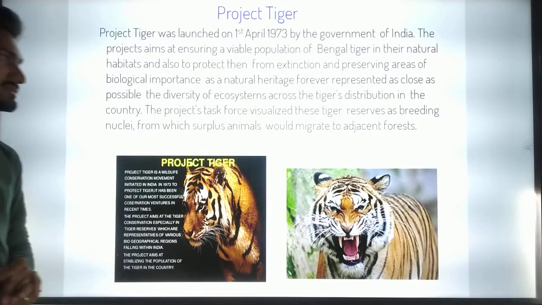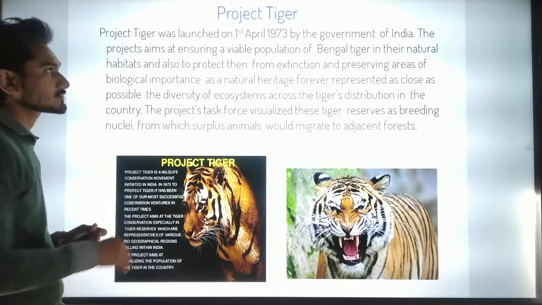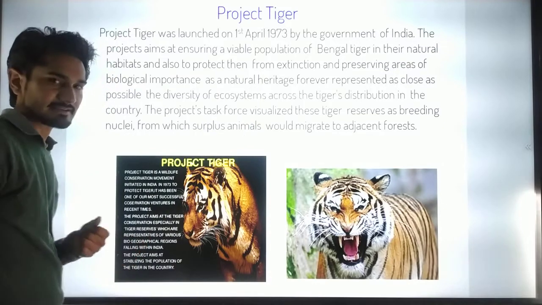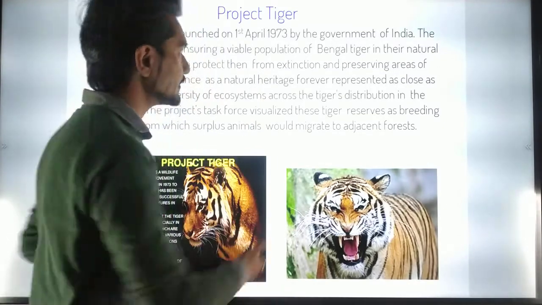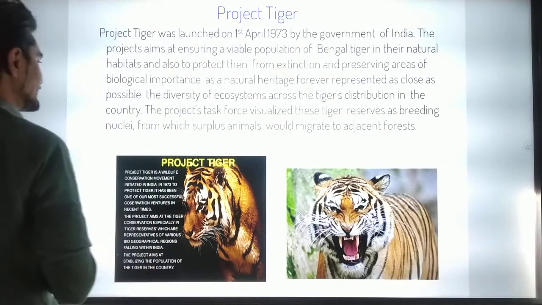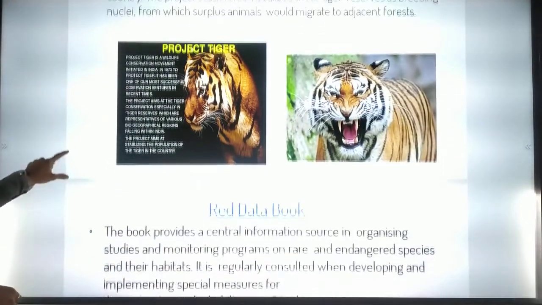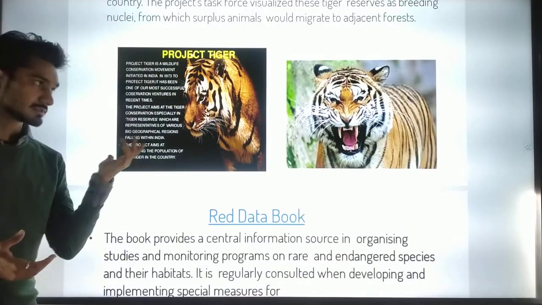In the MCQ, a question will be asked like: when was Project Tiger launched? So you can write 1st April 1973, or they can ask in which year Project Tiger was started. So you will have to write 1973. I'll give you a moment so you can take a screenshot of this also.